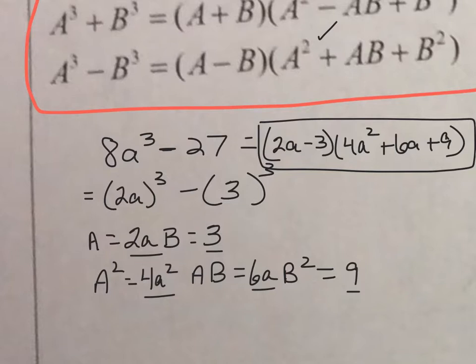Hey class, easy, moderate, or hard? Why wouldn't it be 4a squared minus? Well, look at your formula. When it's minus here, it's minus in the middle here and plus in the middle over there. So when you do a, b, you don't take 2a minus a negative 3? No.